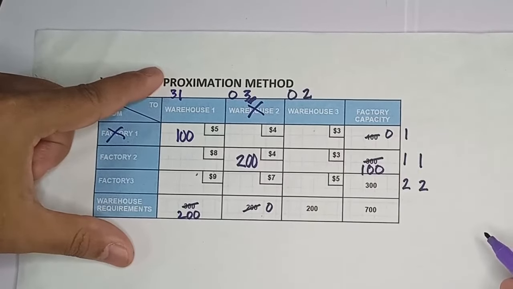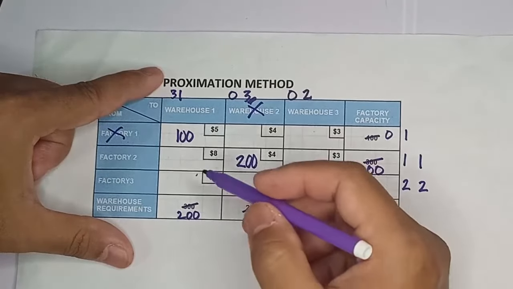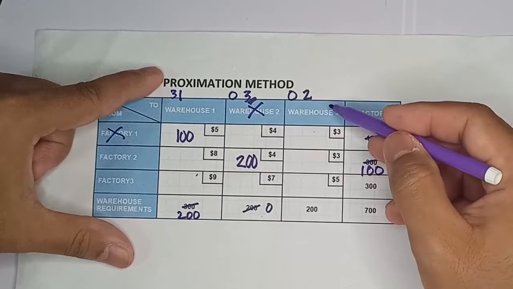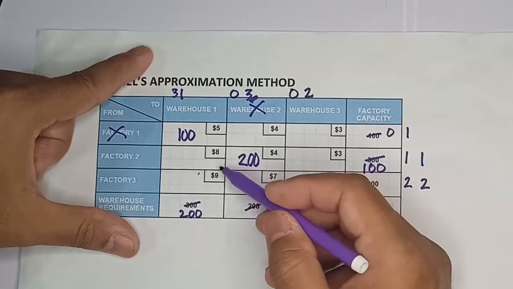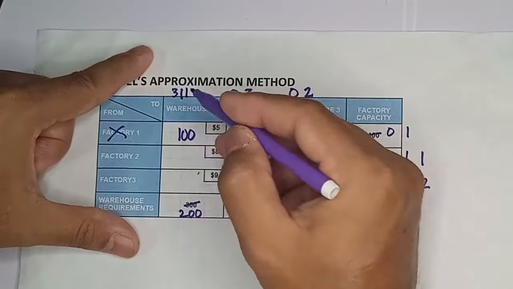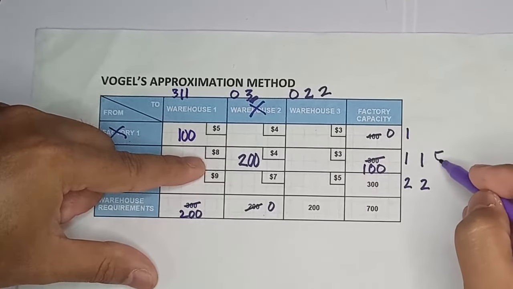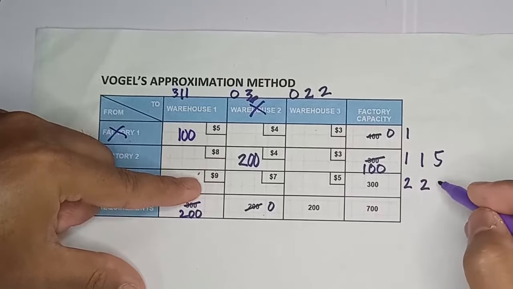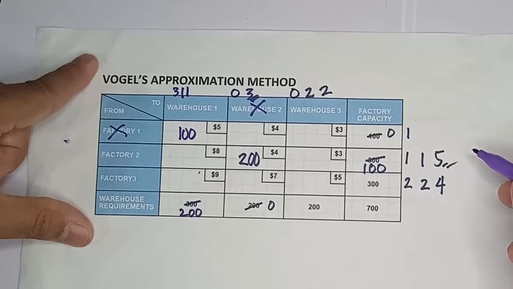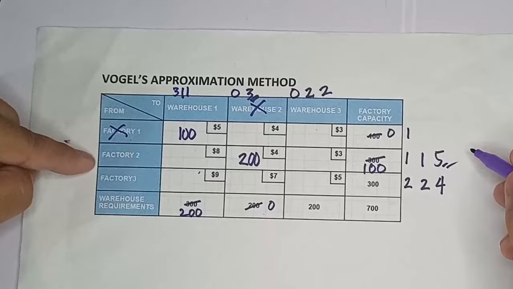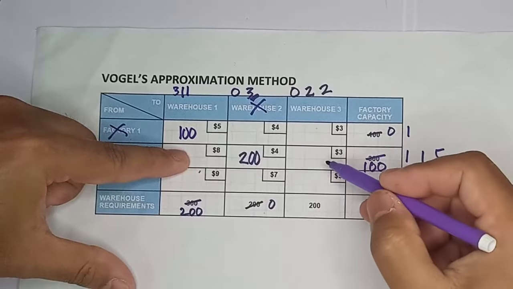So the remaining rows are row 2 and row 3, and the remaining columns are column 1 and column 3. Again, computing for the opportunity cost, 9 minus 8, that's equal to 1. 5 minus 3, that's equal to 2. 8 minus 3, that's equal to 5. And 9 minus 5, that's equal to 4. And the highest opportunity cost is equal to 5, which belongs to row 2. So our option is allocating on this cell and on this cell.